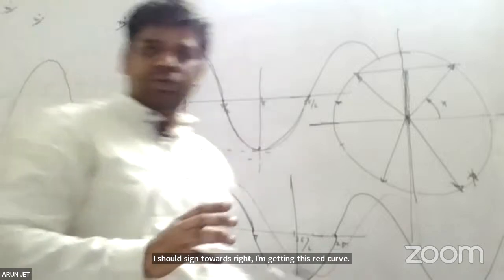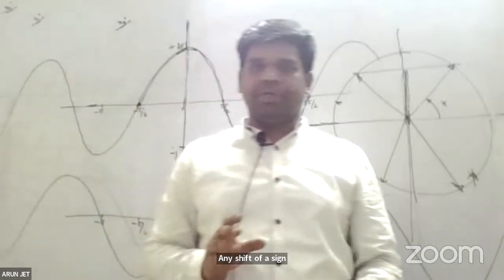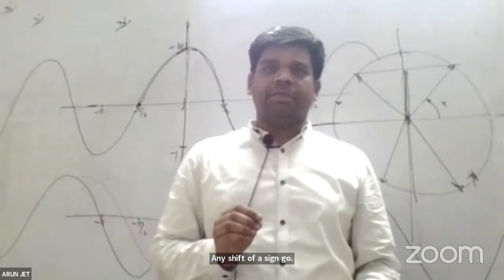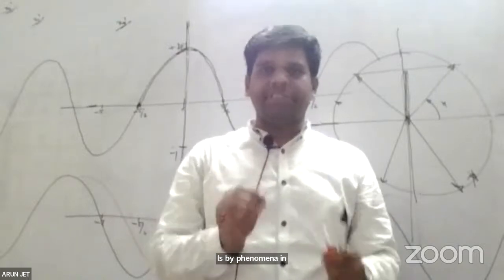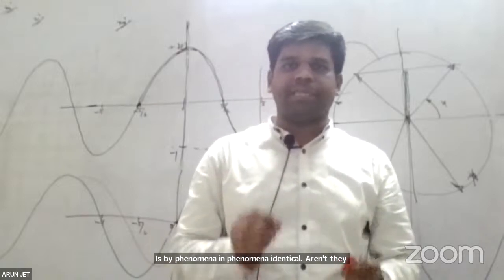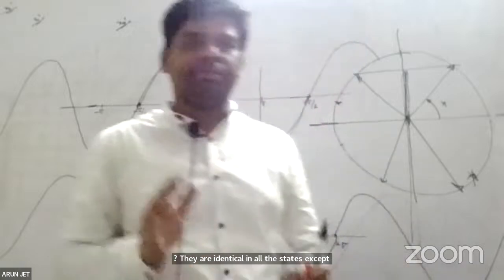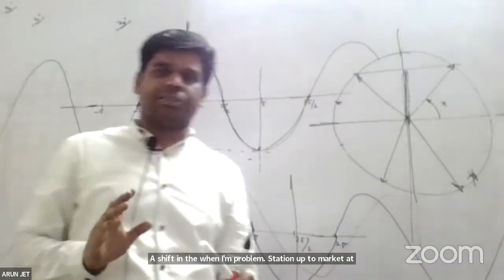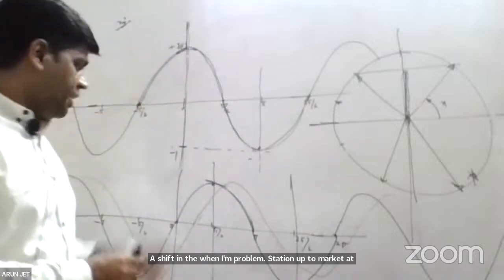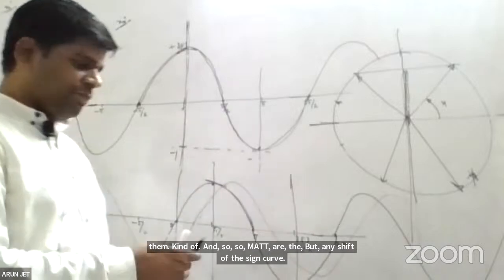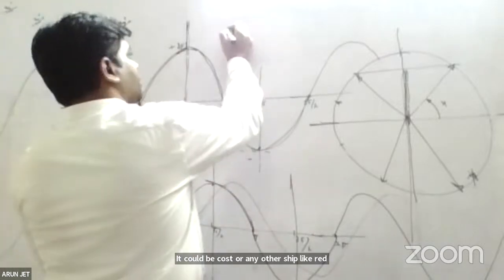Any shift of a sine curve is, in phenomena, identical. That means when we do that experiment, the results are identical in all respects except the shift. What that shift is, we will talk about when we do problems, in kinematics or mechanics. But any shift of the sine curve, it could be cos or any other shift like the red curve, they are called sinusoidal curves or sinusoidal functions.